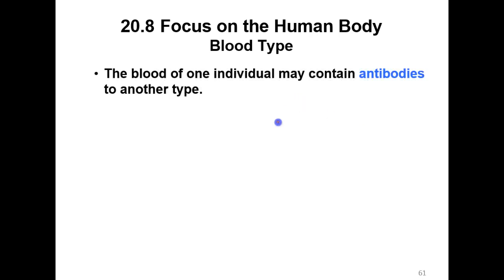The blood of one individual may contain antibodies to another type. So that's why if you do get blood, you have to make sure that you get your type. Otherwise, your body would have an antibody, and it would think that that blood is a foreign object, and it would fight it and kill it.